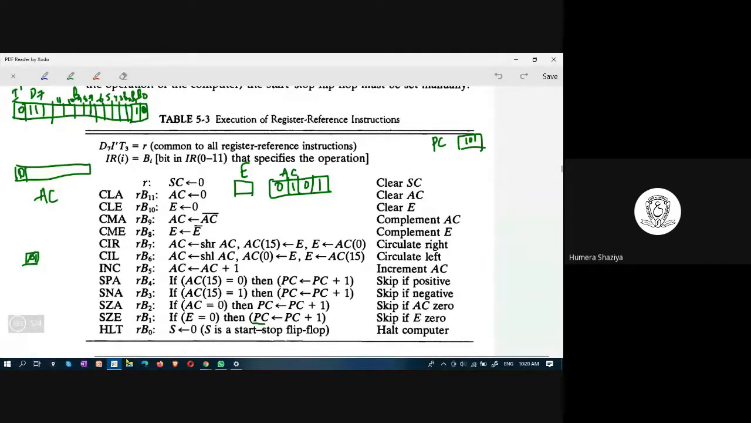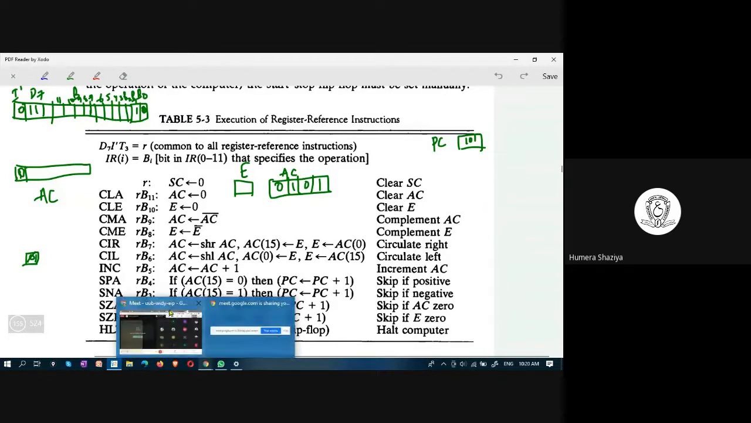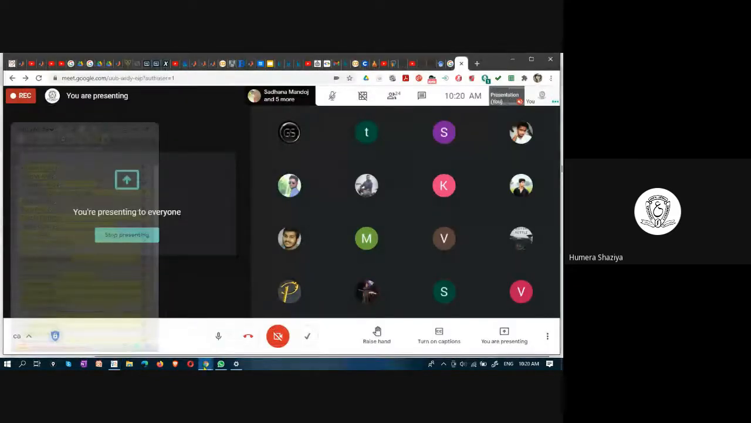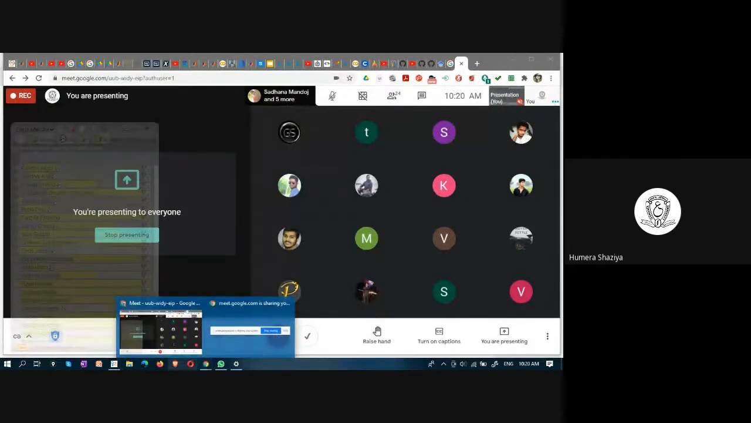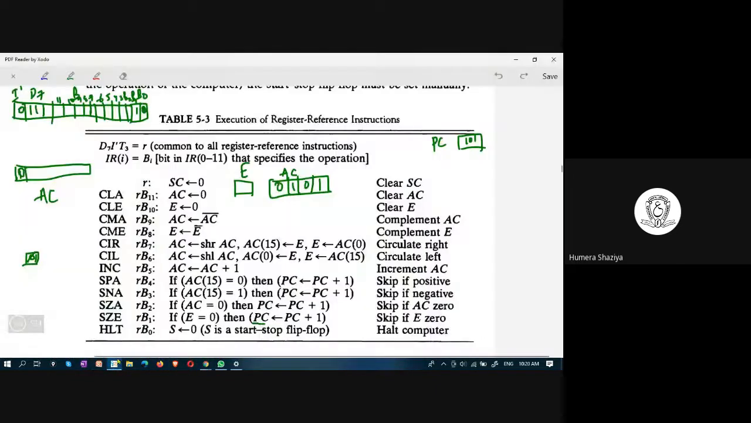Now to simplify, a trivial example has been taken. Only 4 bits. So here it should be AC of 3. What is AC of 3? This is AC of 0, AC of 1, AC of 2, AC of 3. So this bit 3 would go into E.